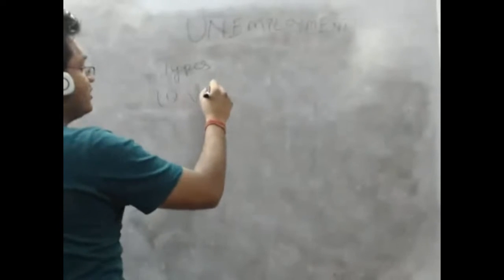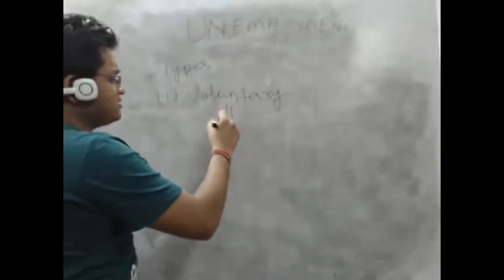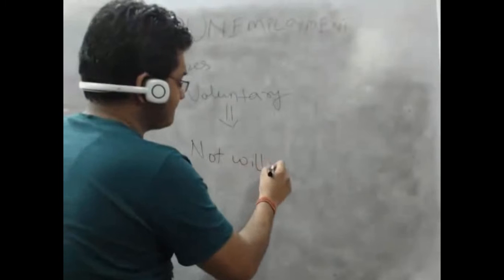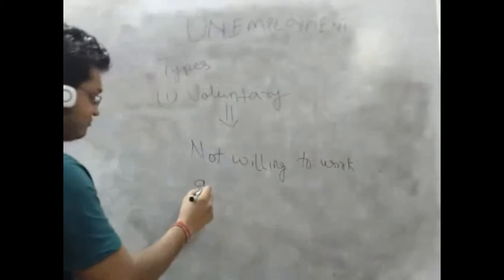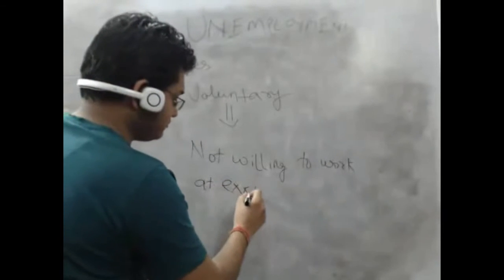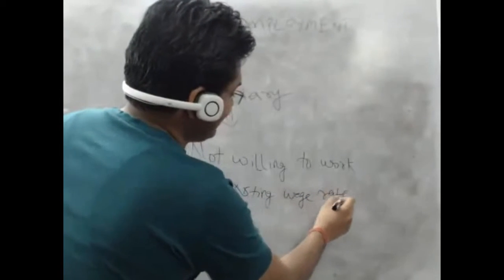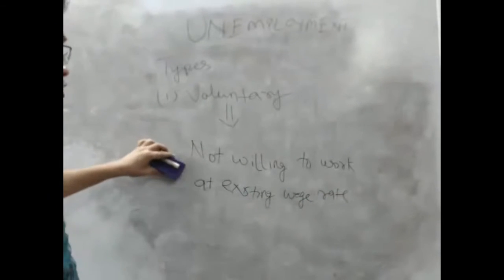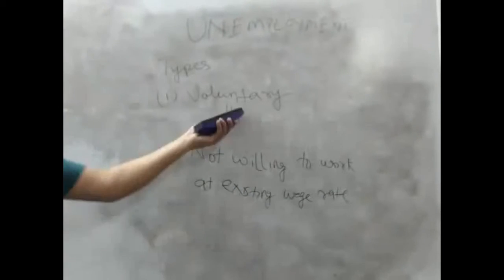Voluntary unemployment. Okay. Now what is voluntary unemployment? Voluntary unemployment is not willing to work at the existing wage rate. When anyone is not willing to work at the existing wage rate, then unemployment caused because of this reason is called voluntary unemployment. You are not willing to work at the prevailing or existing wage rate.